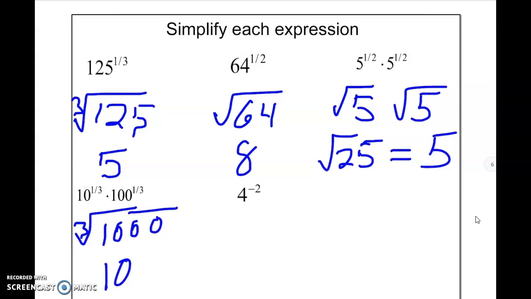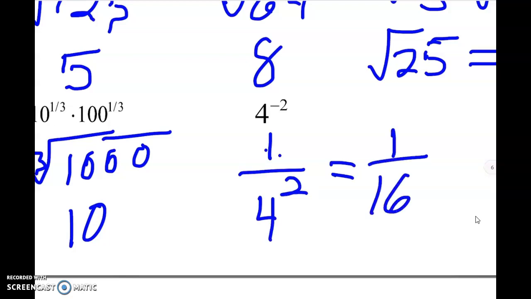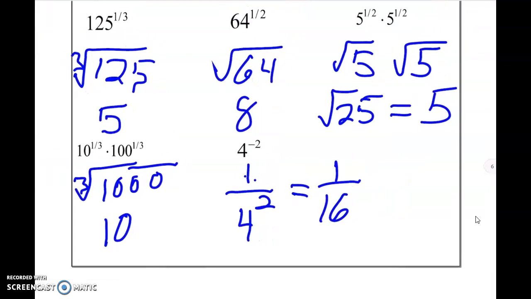All right, negative exponents. Remember, negative exponents means just shift where everything is at. So that's how you handle that. Again, I don't think anything's too crazy here, but that's how you would handle that.